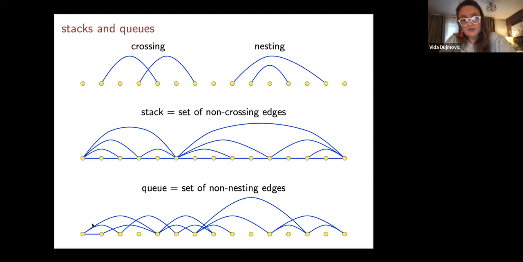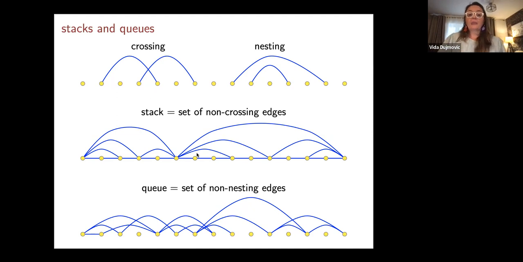No two edges of this graph cross, no two edges of this graph nest. It turns out these graphs are also subgraphs of planar graphs. I'm going to get to that later. So the definition of a queue is a linear ordering of vertices and edges such that no two of them are nested. And the definition of a stack is that no two of them are crossing.